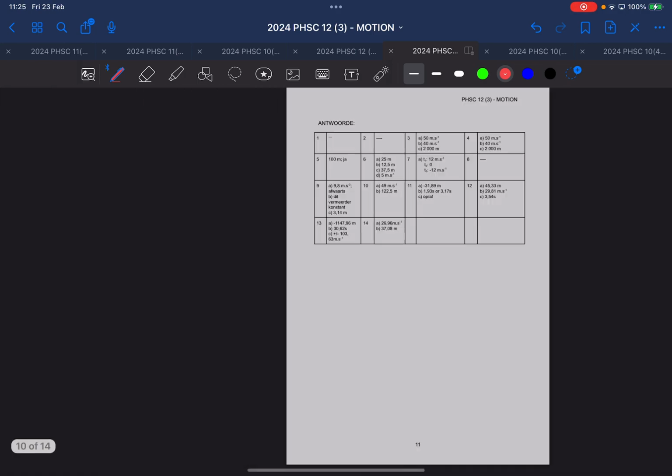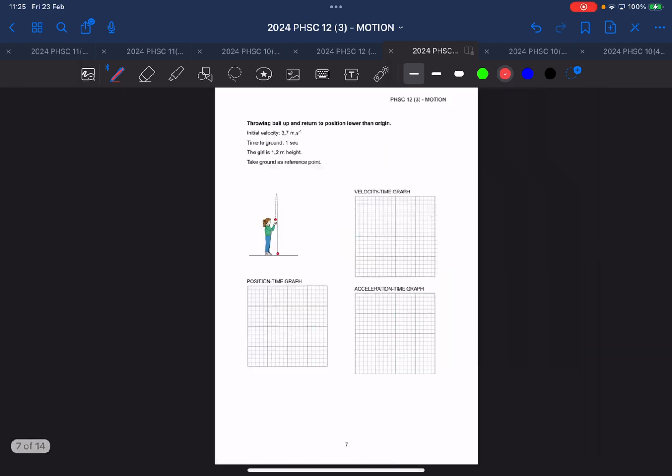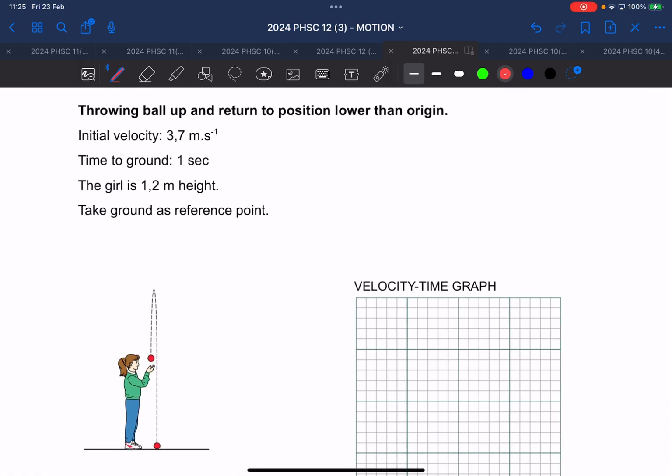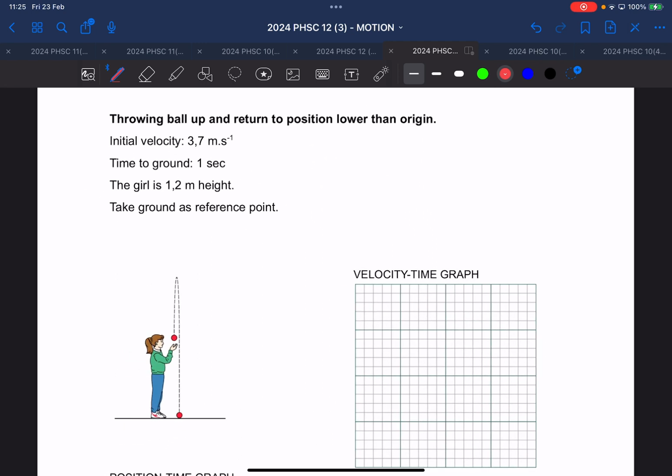Okay. All right. Next question. It says then, throwing a ball up and returning to a position lower than the origin. So throwing it up and it goes down there. I tell you the initial velocity is 3.7. Time to the ground is 1 second. The girl's height is 1.2 meters. So the girl is probably in grade 7.